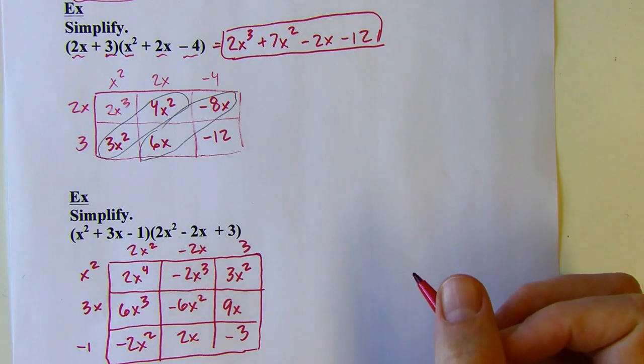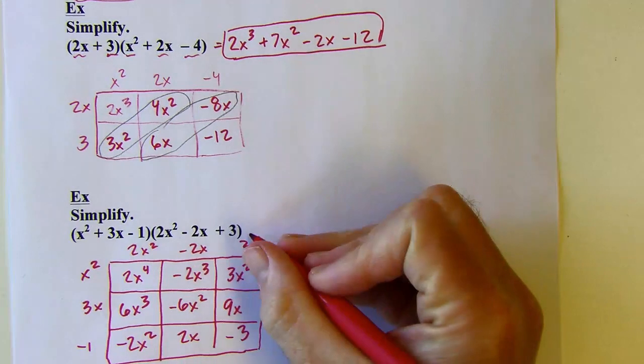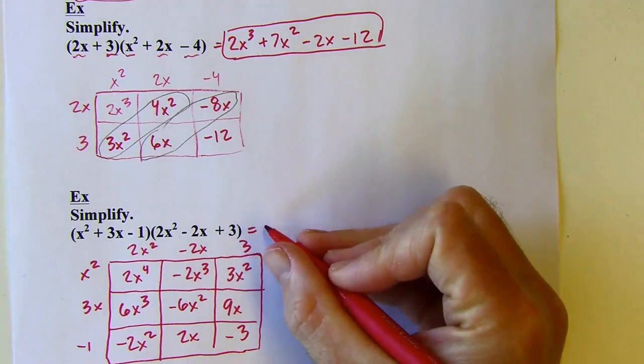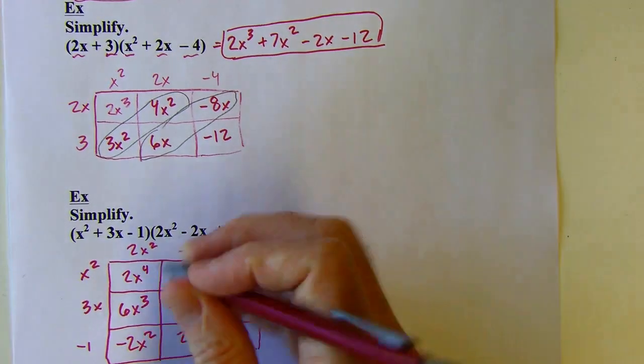Okay, I think I'm looking good there. And then I'm going to add all the contents of the boxes. I add them all up. So I've got 2x to the fourth.